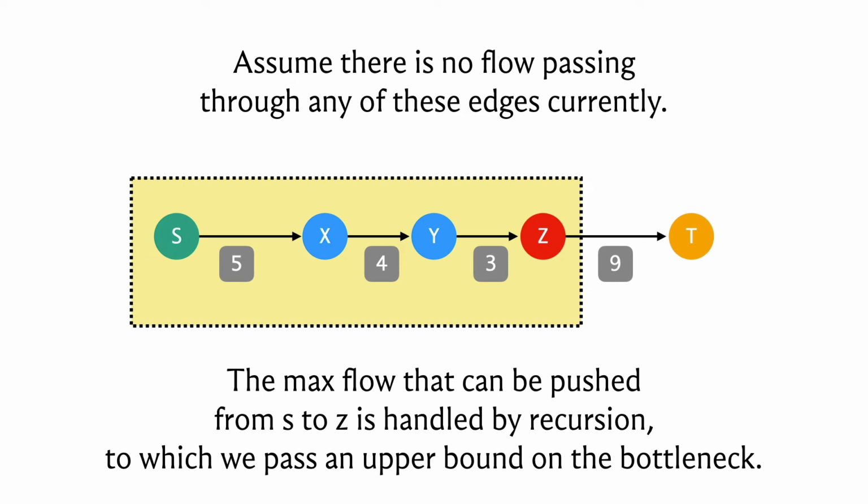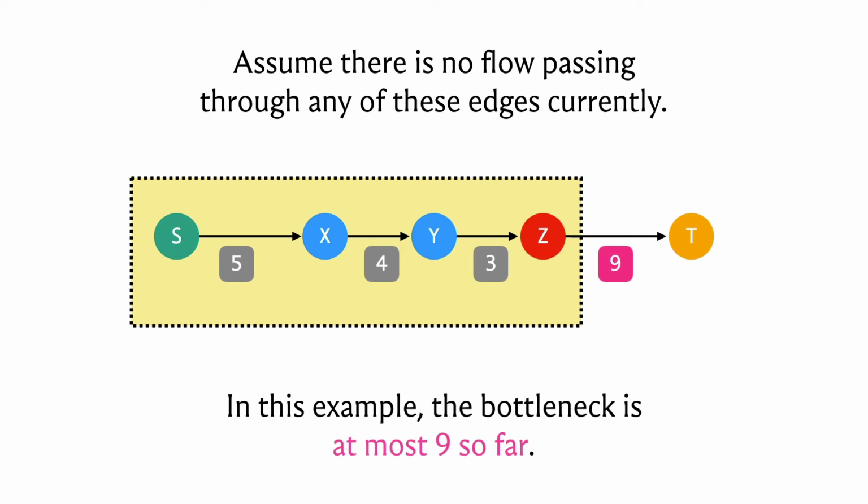So essentially this function call was initialized with an initial bottleneck of infinity, which is just to say that we don't know anything about the bottleneck. So the difference between the capacity and the flow of the edge from Z to T is 9, because the capacity is 9 and there is no flow through this edge currently. So that's what is going to be passed on as the current best knowledge that we have about the bottleneck.